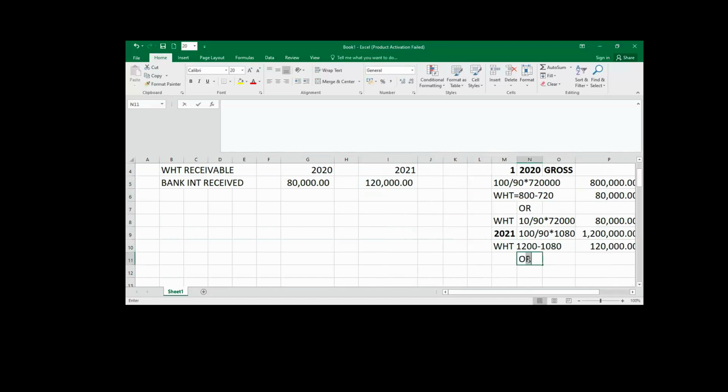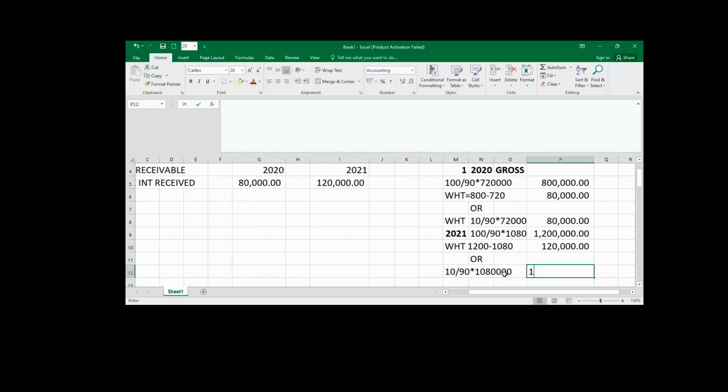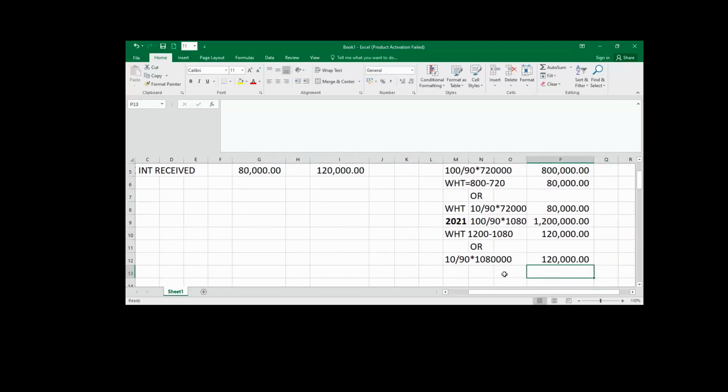Or instead of doing that, you can do it the same way we did this one: 10 over 90 multiplied by 1,080,000. That will give us 120,000. Either way, you get this withholding tax value. So that is for the first category of transaction.